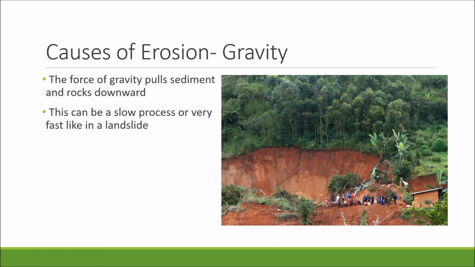All right, the next cause of erosion is gravity. We've talked about gravity before. Gravity is pulling everything down. The force of gravity pulls sediment and rocks downward. It can be a very slow process or a very fast process, like in a landslide. In this photo, you can see that there was a landslide. There was a clear marking where that soil and sediment and all of that vegetation was just pulled down by gravity.